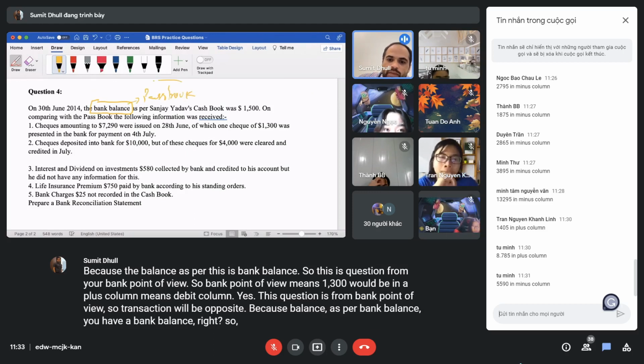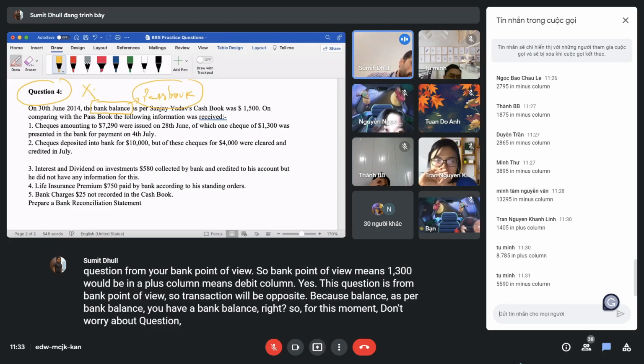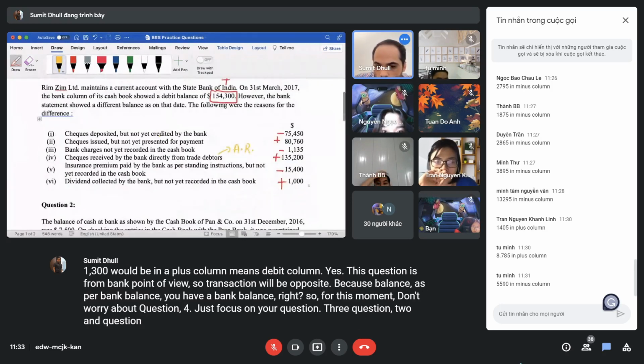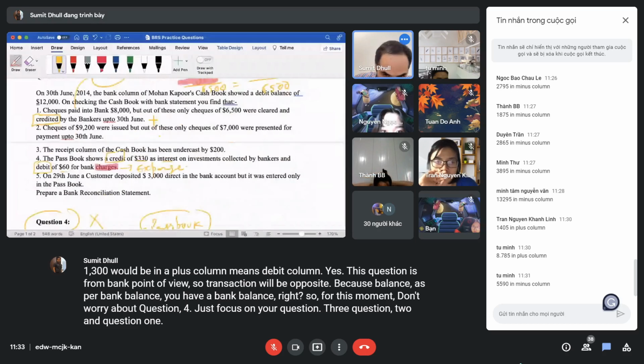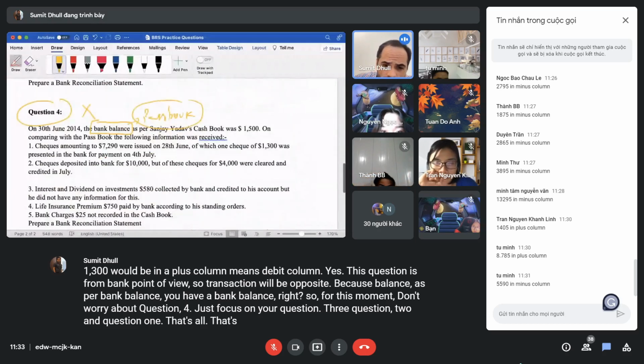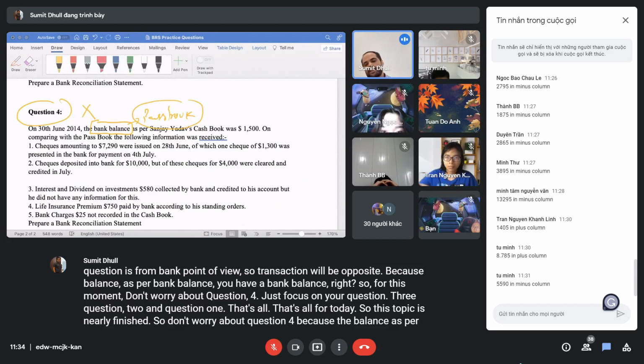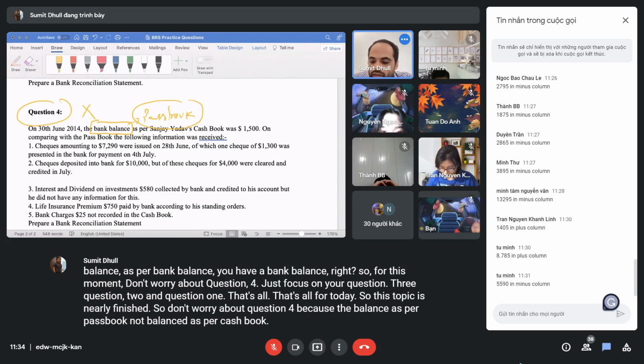So for this moment, don't worry about question 4. Just focus on your question 3, question 2, and question 1. That's all for today. So this topic is nearly finished. So don't worry about question 4, because it is the balance as per passbook, not the balance as per cash book. So we stop here. So anybody has any question?